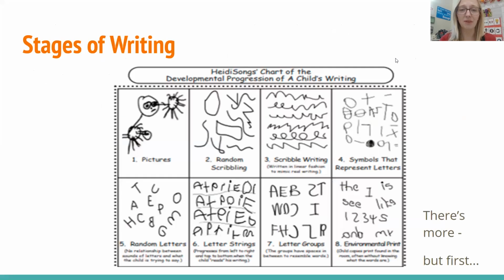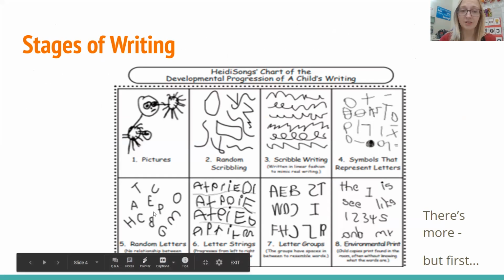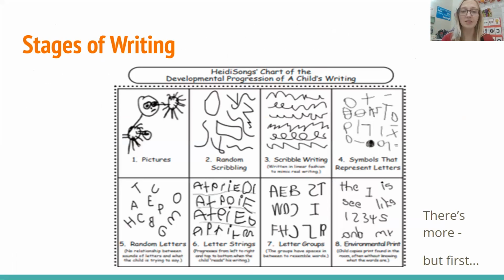These are some of the stages of writing. We start out with just pictures, and then we move into random scribbling, and then scribble writing, which is scribbles in linear lines. Then we have symbols that represent letters, kind of scattered about. Random letters, so now we know letters are equivalent to words and we're writing letters. Then we have letter strings. They progress and they go left to right. So then we have strings of letters. Then we have letter groups. So now it's just random letters with spaces in between.